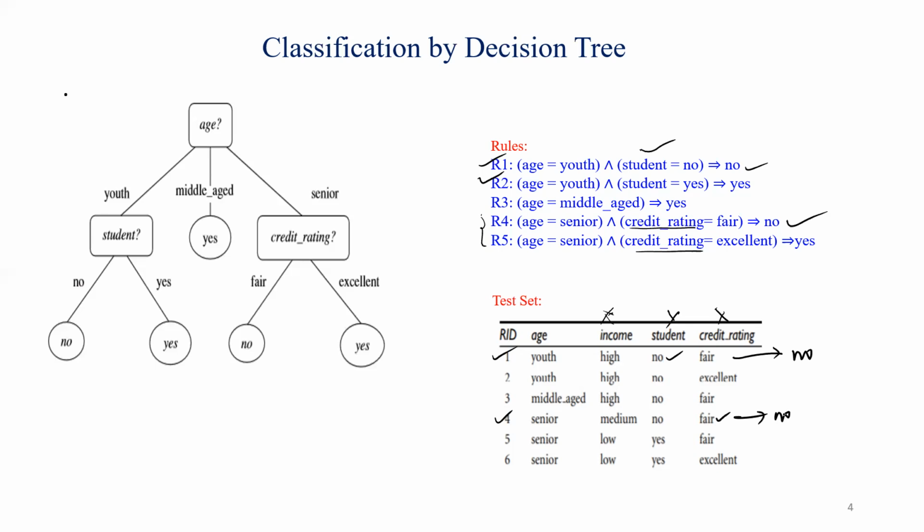So this is all about the decision tree construction and the classification process. And in the next video, I will tell you about the attribute selection procedure.